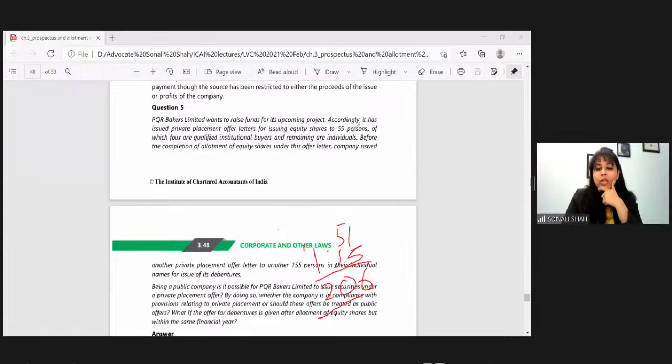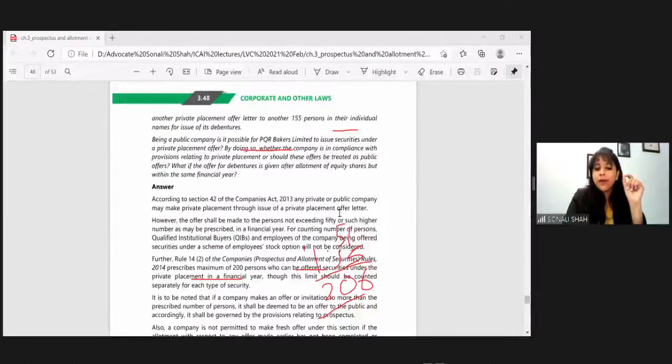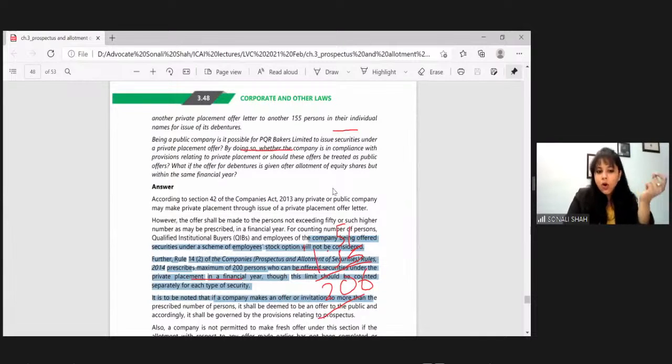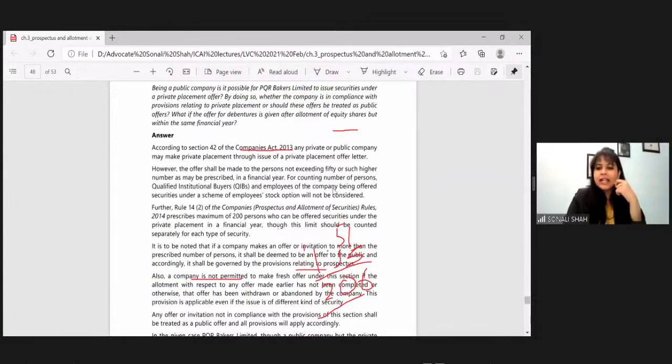Now here you also need to say that the 55 people to whom the offer was made, the offer is made for allotment of equity shares, right? And to another 155 people, they were made for issue of debentures. So the limit of 200 that you see, that is for each class of security. So for equity shares it is 200. So for debentures also it is 200. Thus, it appears to be well within its limit. So further details you can read on your own.